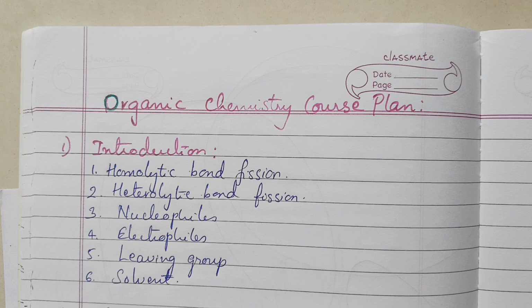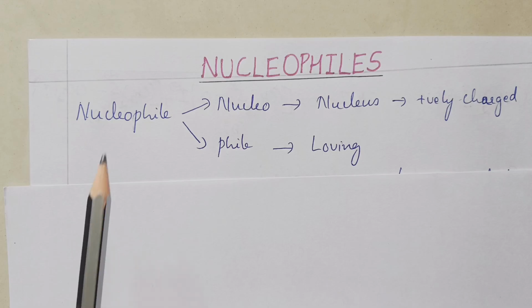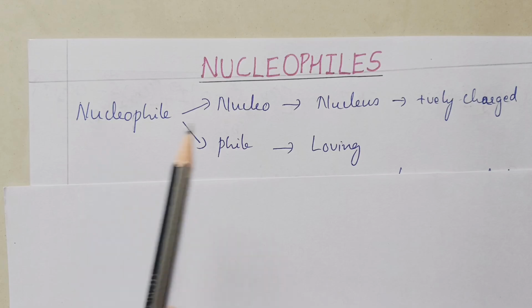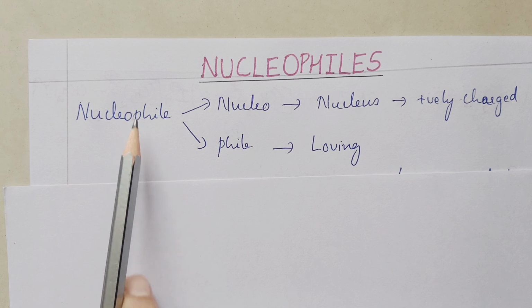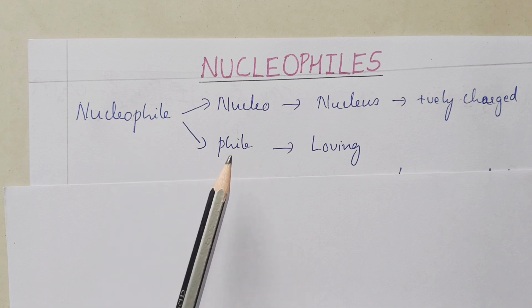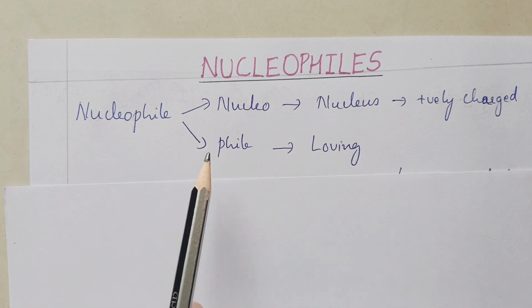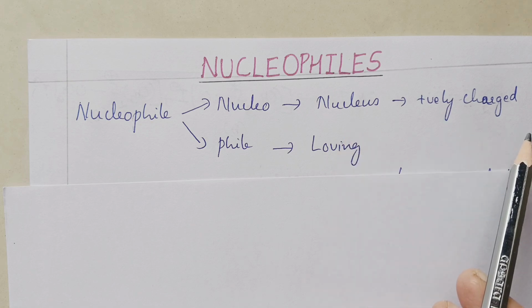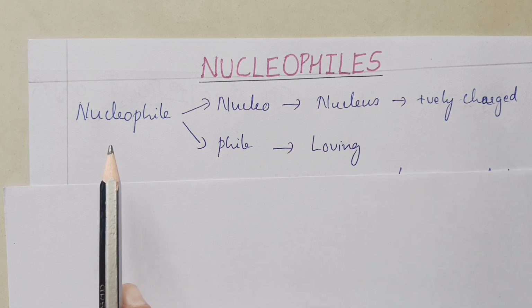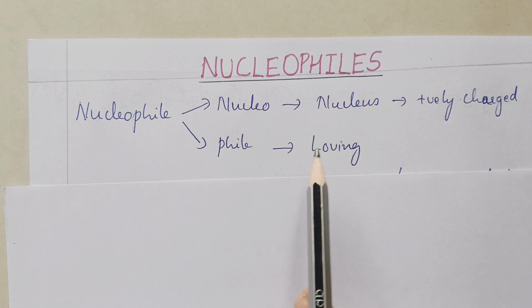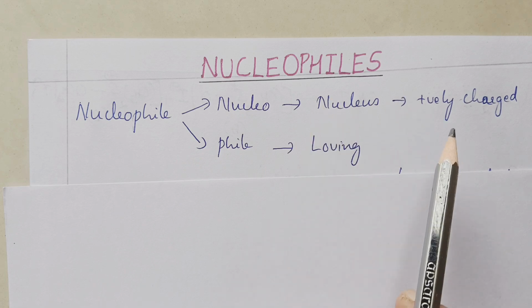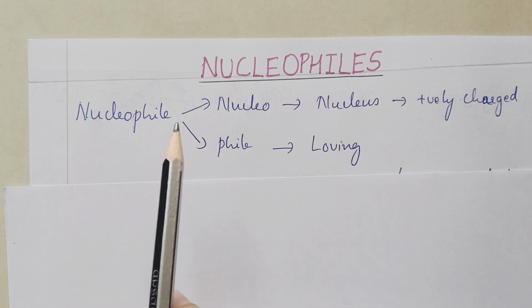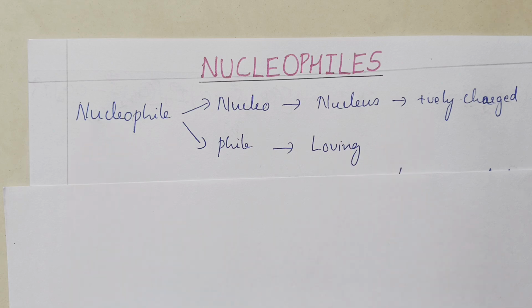So today we are going to learn about nucleophiles. The term nucleophile can be divided into two parts. One is nucleo, second one is phile. Nucleo means nucleus, phile means loving. We all know that nucleus is positively charged. That's why a nucleophile is a species which loves positively charged nucleus. In order to love positively charged nucleus, nucleophile should have the opposite charge. What is that? Negative charge.